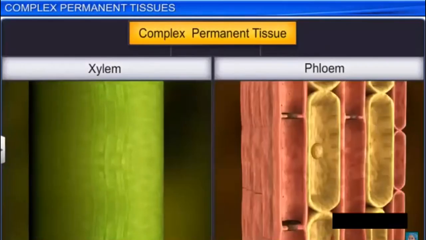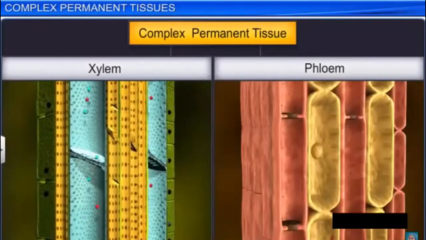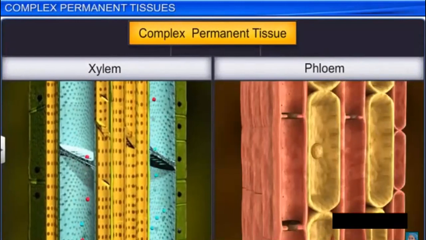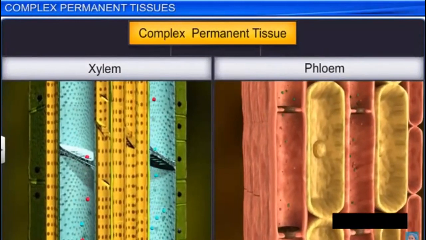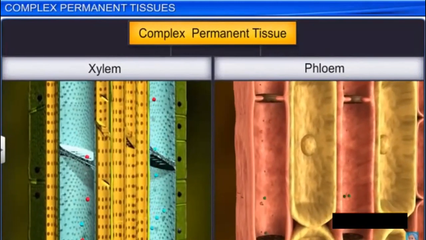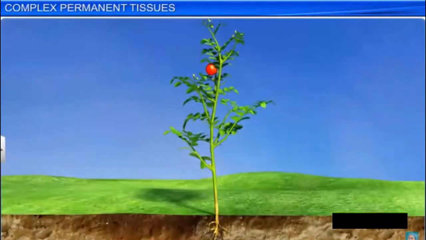Complex permanent tissues are engaged in the transportation of water, minerals, nutrients, and organic substances. Therefore, they are extremely essential for the survival of plants.